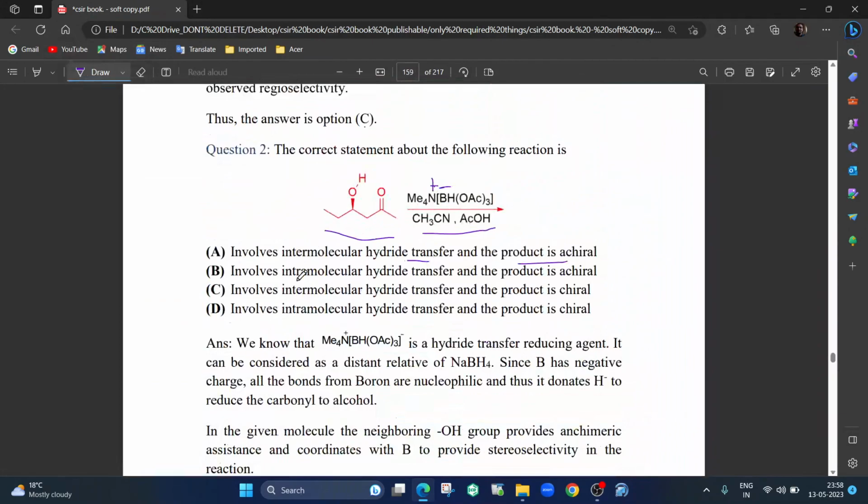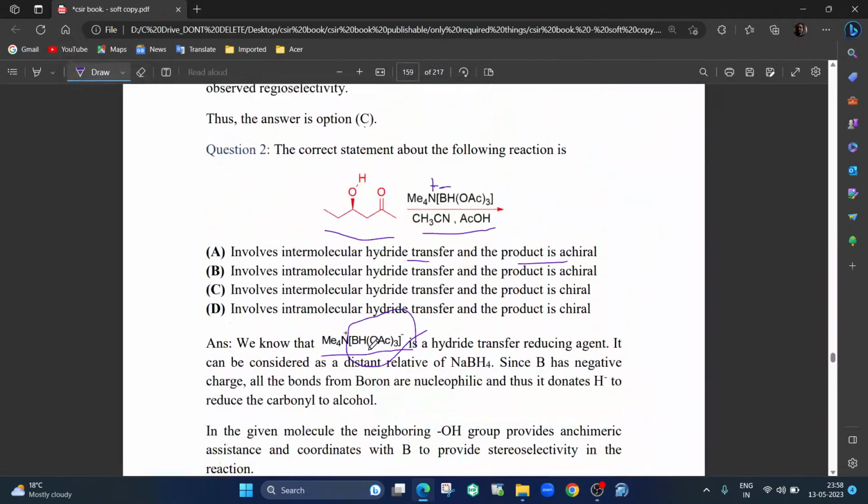So that means we clearly need to draw the mechanism so that we know whether hydride transfer happens intermolecularly or intramolecularly, and then we have to find out the product so that we know that it is chiral or achiral. Now this molecule is a far relative of your NaBH4. In NaBH4, Na plus is there, BH4 minus is there.